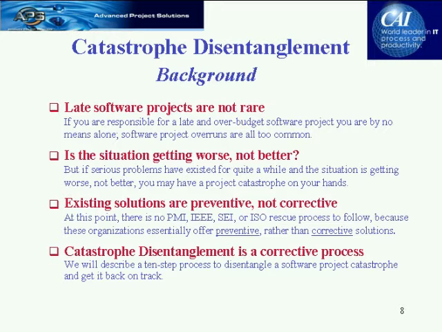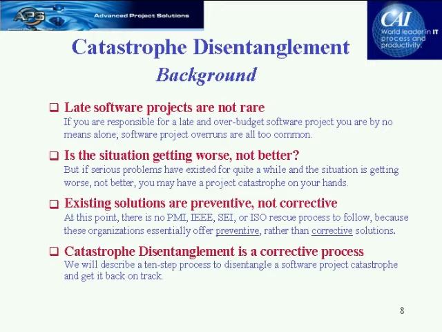Is the situation getting worse or is it getting better? Well, that is one of the key questions you have to ask whenever you have a problem. If the situation is getting worse, then obviously you've got to look at the tools available to get your project back on track. So if serious problems have existed for quite a while and the situation is getting worse, not better, you may indeed be looking at a catastrophe.